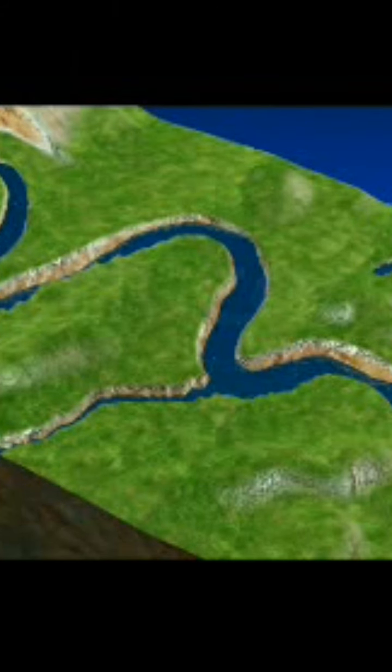Oxbow lakes are abandoned meander curves as they are cut off from the main river. Over a period of time, the lake dries up and encourages the growth of vegetation. Thus, oxbow lakes are temporary features. The Oxbow Lake of New Zealand is an example of a dry oxbow lake with vegetation.